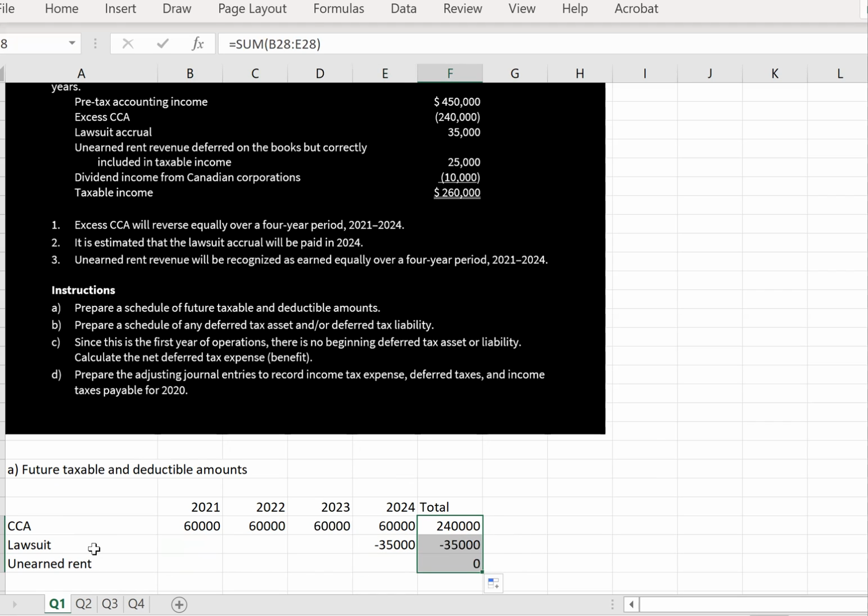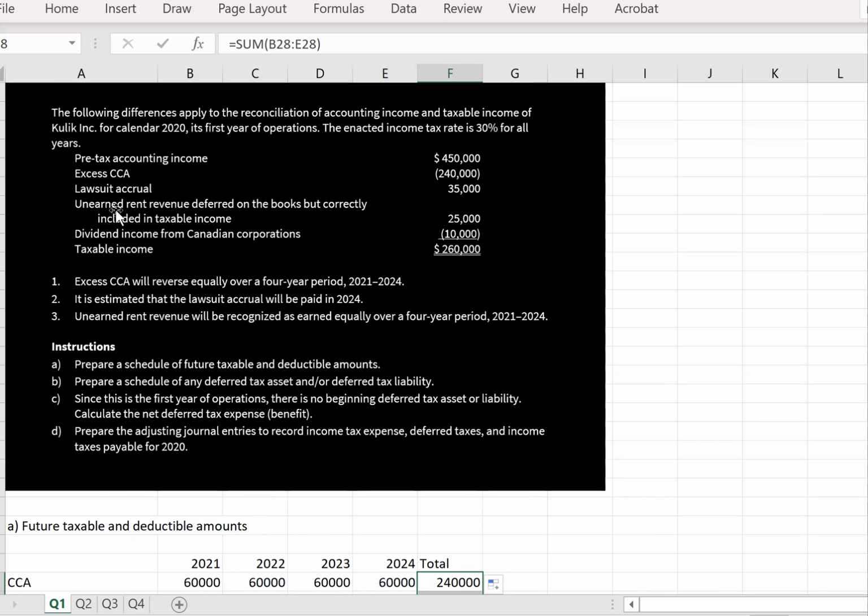And unearned rent: it says unearned rent revenue will be recognized as earned equally over a 4-year period. So what's happening with the unearned rent revenue?